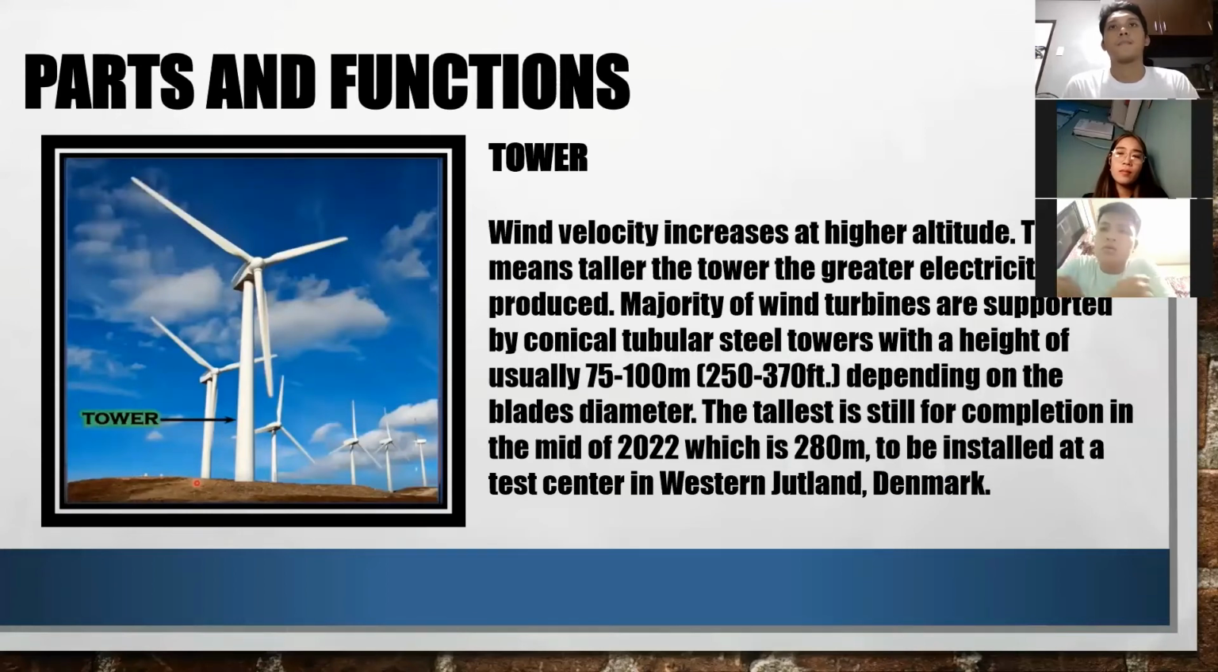Power. Wind velocity increases at a higher altitude. This means the taller the tower, the greater electricity it can produce. Majority of the wind turbines are supported by conical tubular steel towers with height of usually 75 to 100 meters, depending on the blade's diameter. The tallest is still for completion in the mid of 2022, which is 280 meters, to be installed at a test center in Western Jutland, Denmark.